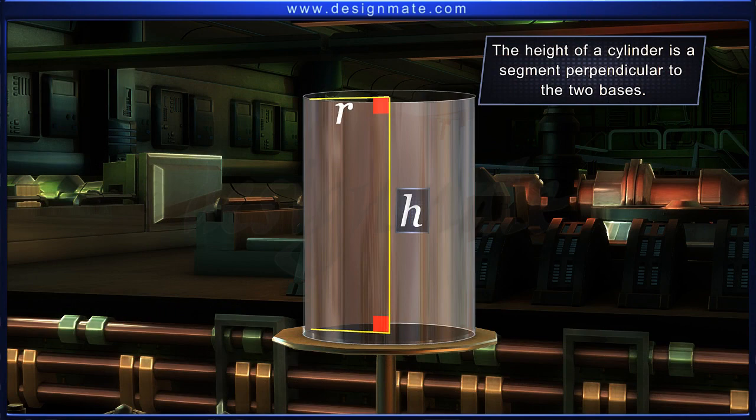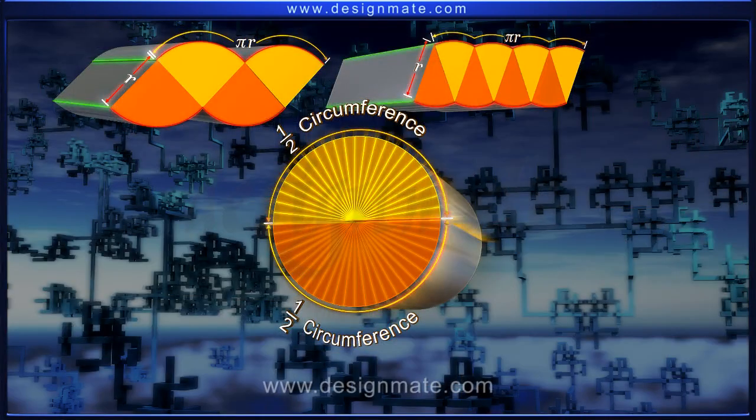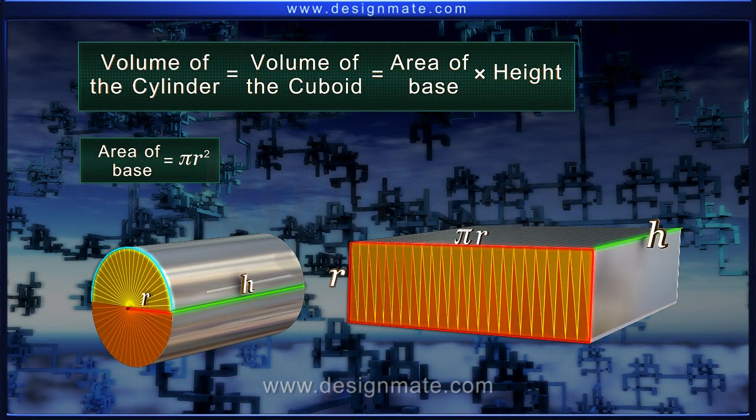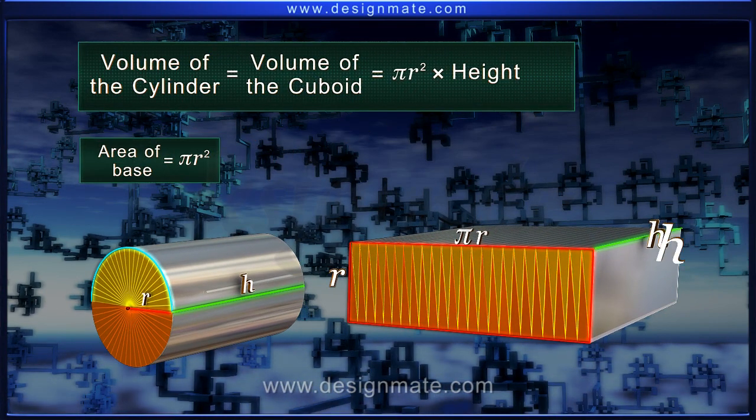Summary. In this session, we have learned that the formula to obtain the volume of a cylinder is pi r squared h.